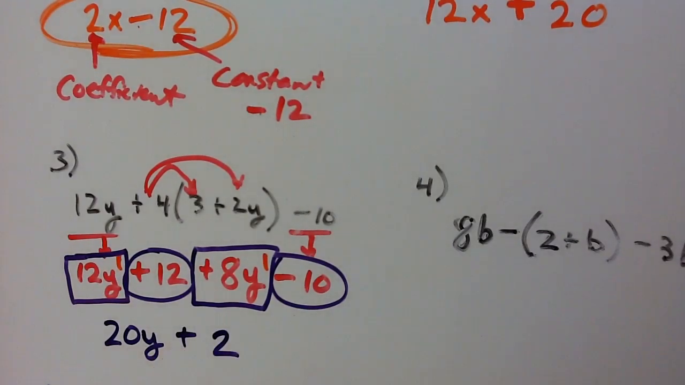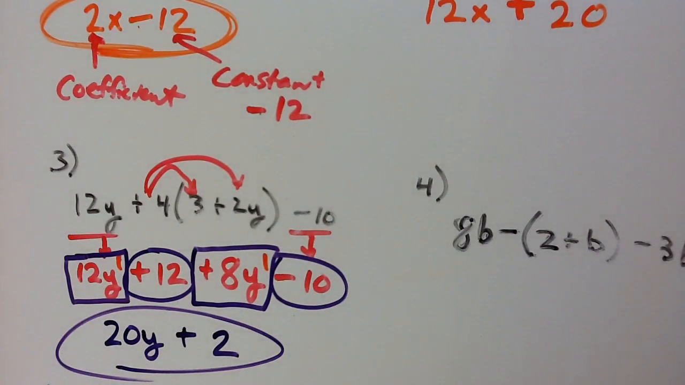It's positive 2. Now, can you add 20y plus 2? Are those like terms? No, they're not, right? Because this has a y in it, and that does not have a y in it. And so that is your simplified expression, 20y plus 2.